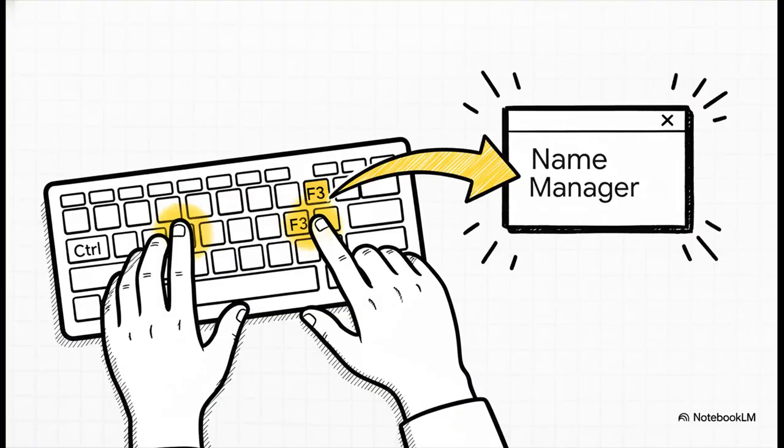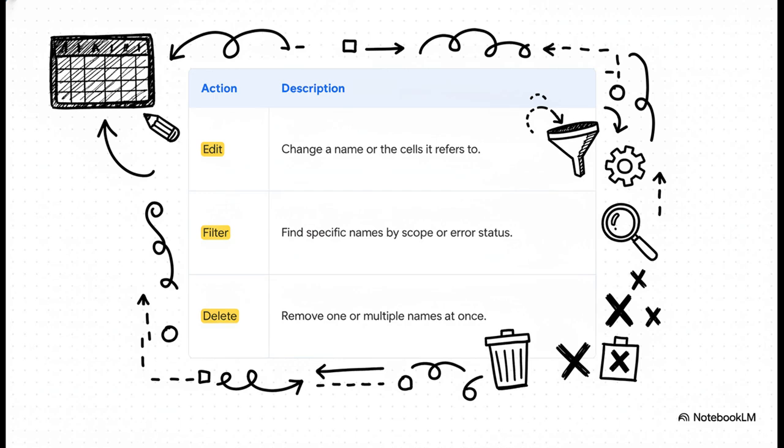But the pro move? Use the keyboard shortcut, Control plus F3. Just hit that, and boom, the Name Manager pops right up, showing you a list of every single name you've created. And inside, you have total control. You can edit a name if you misspelled it, or change the cells it refers to. You can filter a huge list to find the one you're looking for. And of course, you can delete any names you don't need anymore. This is really the key to keeping your workbook clean and manageable as you start using this feature more and more.